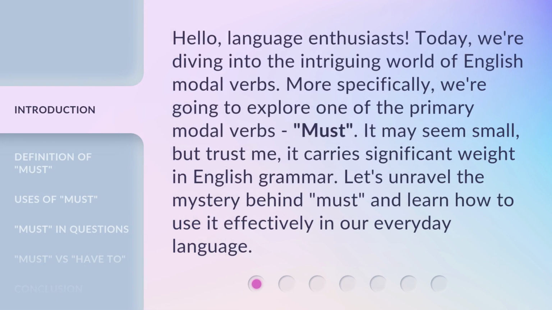Hello, language enthusiasts. Today, we're diving into the intriguing world of English modal verbs. More specifically, we're going to explore one of the primary modal verbs, must. It may seem small, but trust me, it carries significant weight in English grammar. Let's unravel the mystery behind must and learn how to use it effectively in our everyday language.